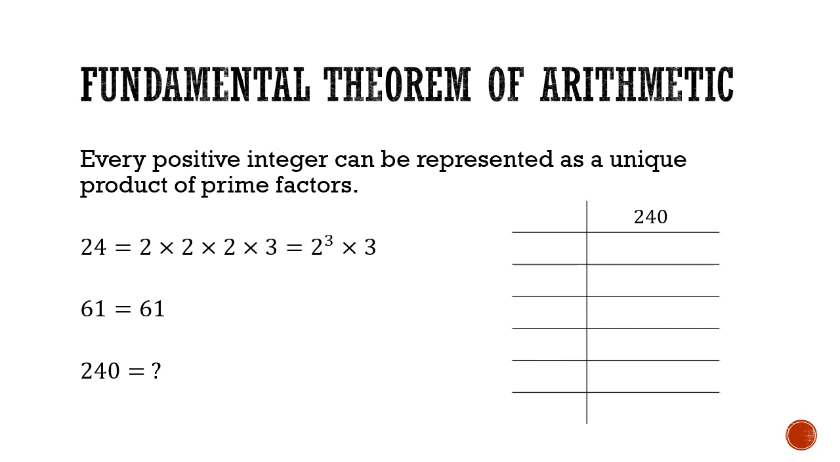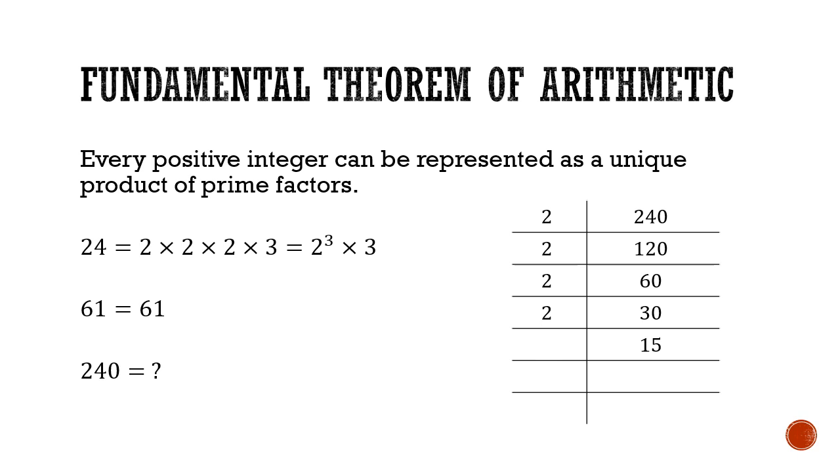So can 240 be divided by 2? Yes, it can. So we put 2 on the left side. 240 divided by 2 gives us 120. 120 can still be divided by 2, gives us 60. 60 can still be divided by 2. That gives us 30. 30 divided by 2 gives us 15. 15 no longer can be divided by 2.